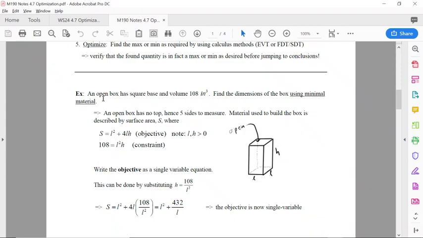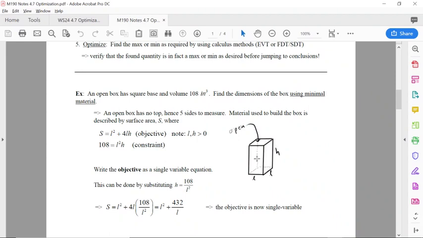Start with this. An open box has a square base and a volume of 108 inches cubed. Now, an open box is one that does not have a lid in general. So, whereas a closed box would have 6 sides, like 4 walls, a ceiling, and a floor, an open box would not have a lid. So an open box has 5 sides.